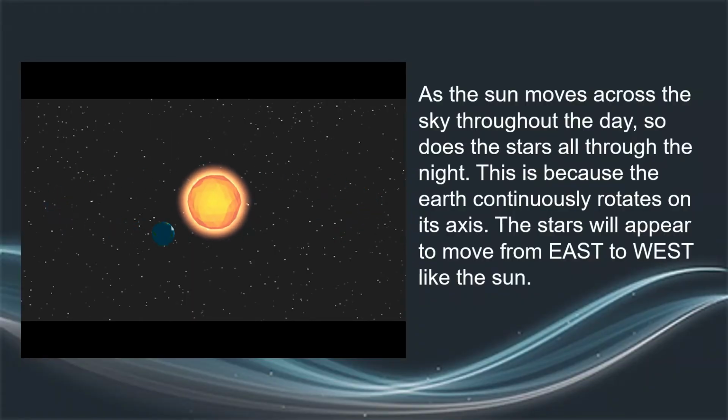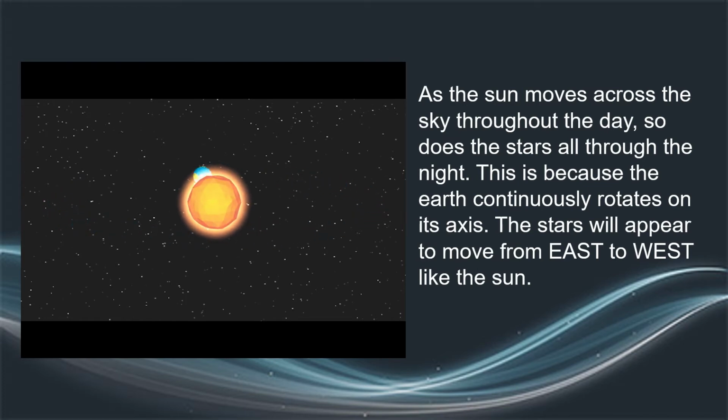As the Sun moves across the sky throughout the day, so do the stars through the night. The Sun during the day rises from the east and sets in the west. Thus, the stars during the night, because the Sun is also a star, also seem to move. Why? This is because the Earth continuously rotates on its axis. So because of the rotation of the Earth, stars seem to move in the night sky.